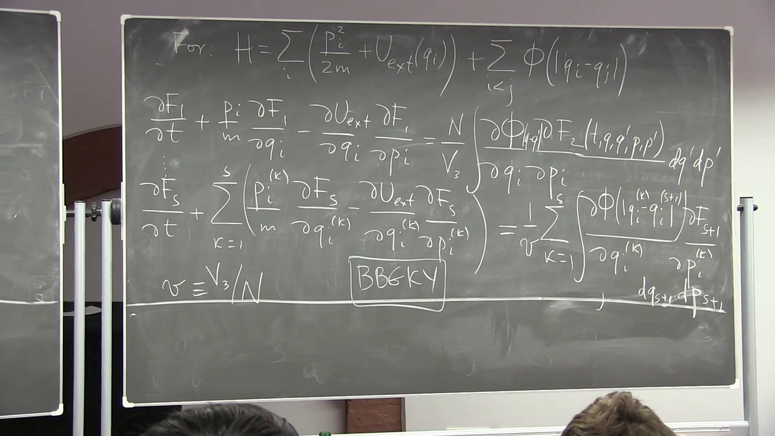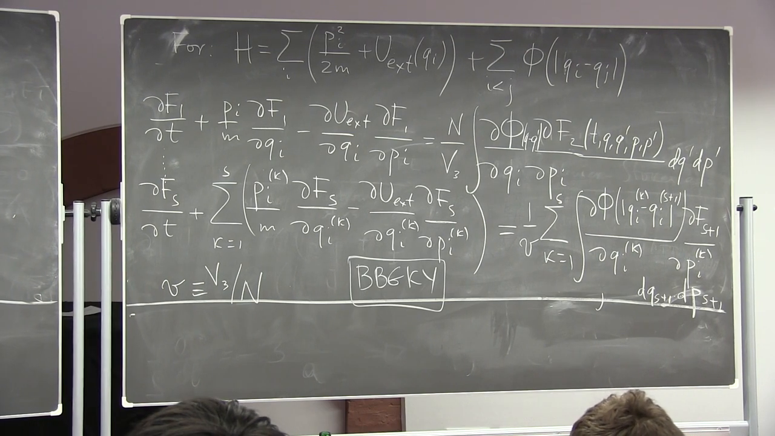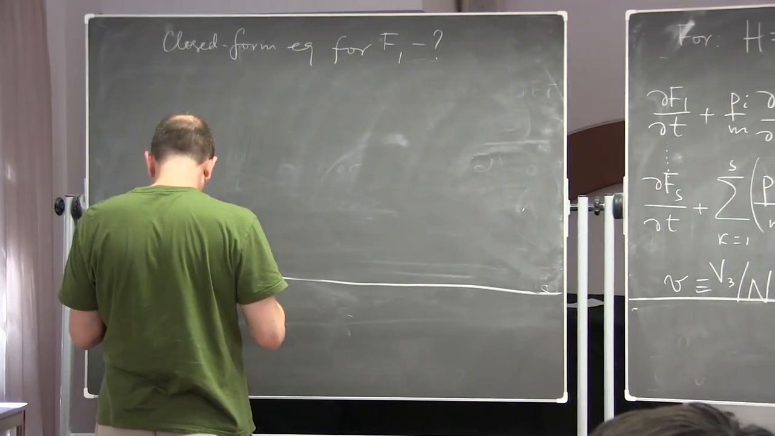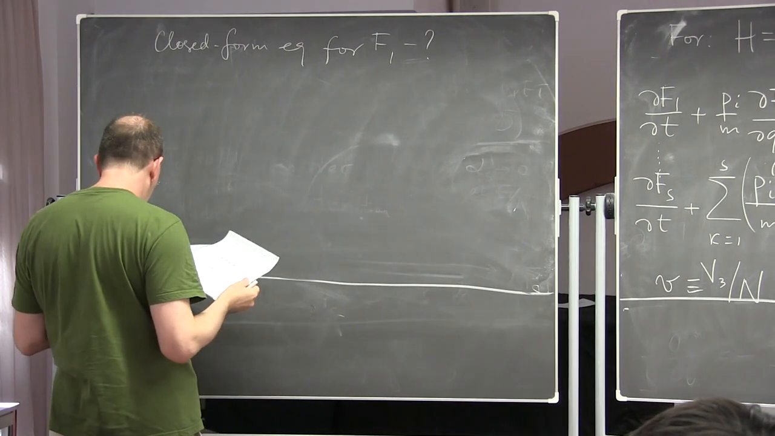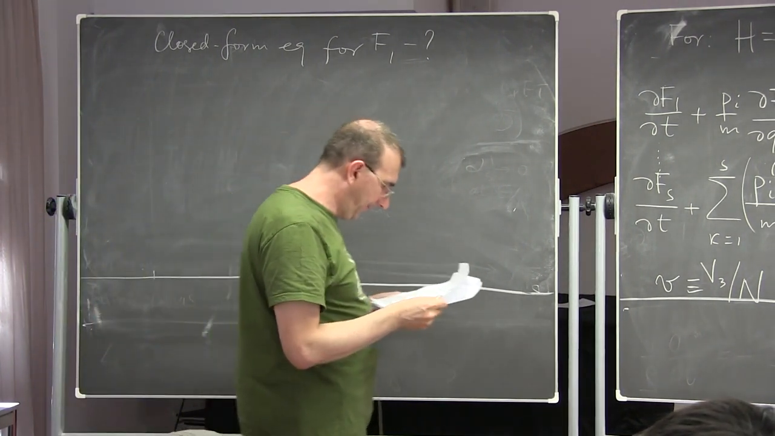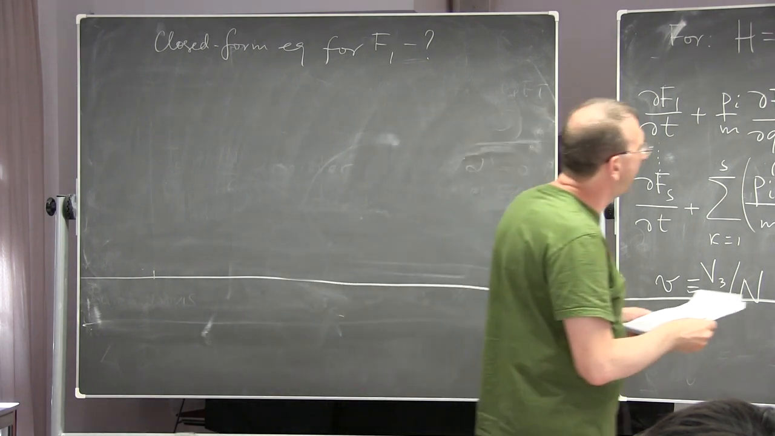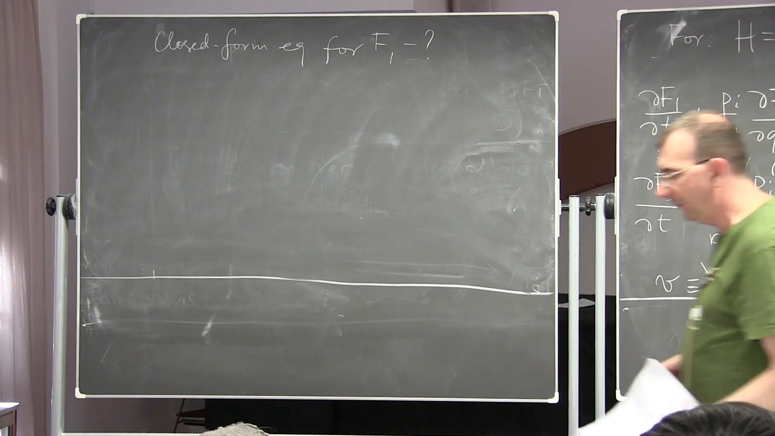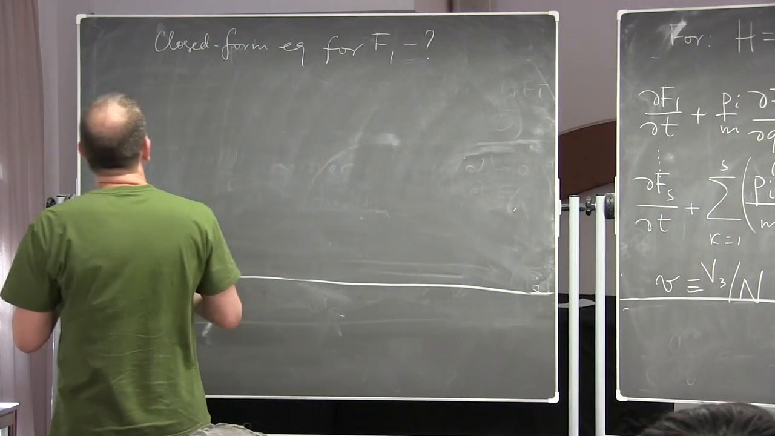It provides you with various methods of decoupling the Bogolyubov chain. So we are looking for a closed form equation for f1, and there are different ways to do it. But let me first analyze how we can decouple it, by looking at various potential small parameters which do appear in this Bogolyubov chain of equations.